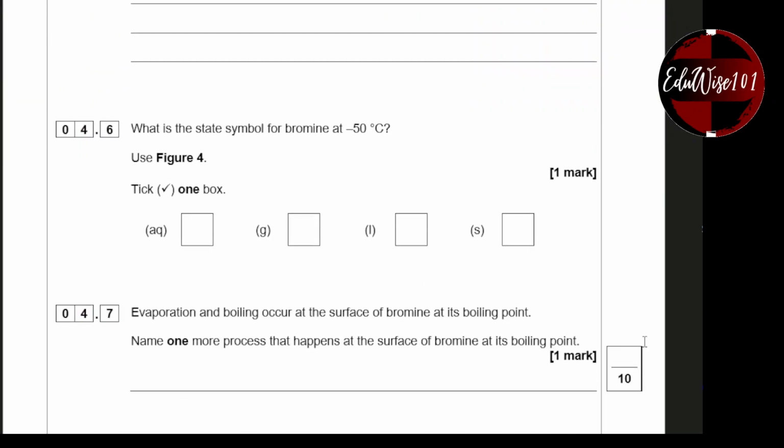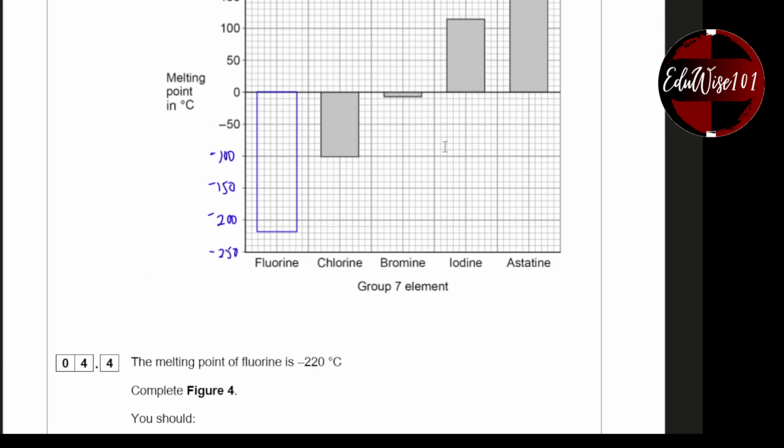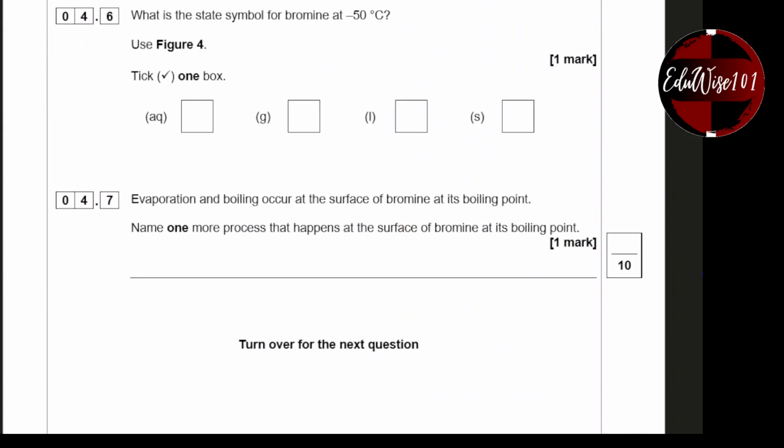What is the state symbol for bromine at minus 50 degrees Celsius? So looking at the graph again, for bromine, its melting point is about minus 10. So at minus 50, it should be a solid. So that would be a solid.